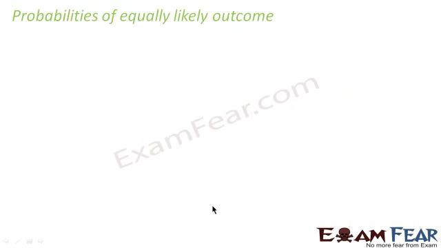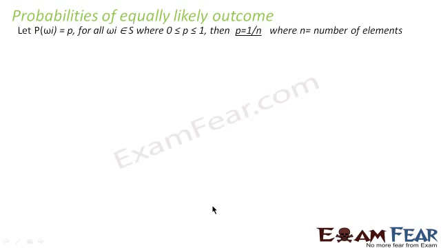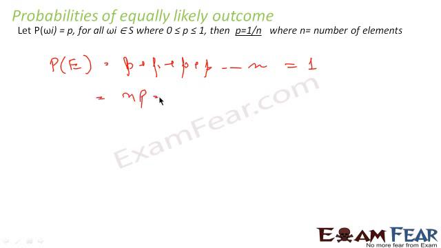Now let's discuss the probability of equally likely events. For equally likely events, the probability is 1 by n for each event, where n is the number of elements. Let's prove this. Suppose there's an equally likely event with n elements. The total probability is p plus p plus p, n times. The total probability is equal to 1, we all know that. And these are all single probabilities, there are n elements. So we say n into p is equal to 1, or p is equal to 1 by n.